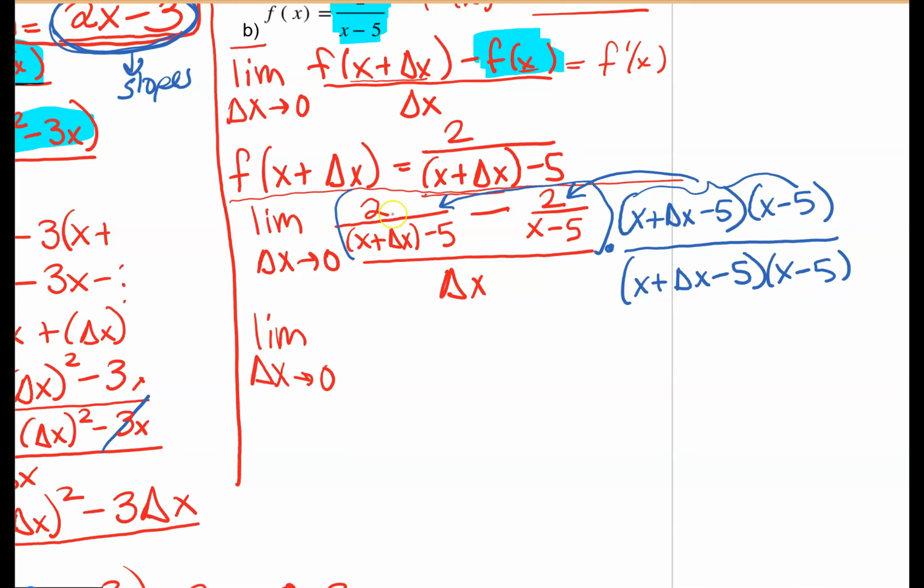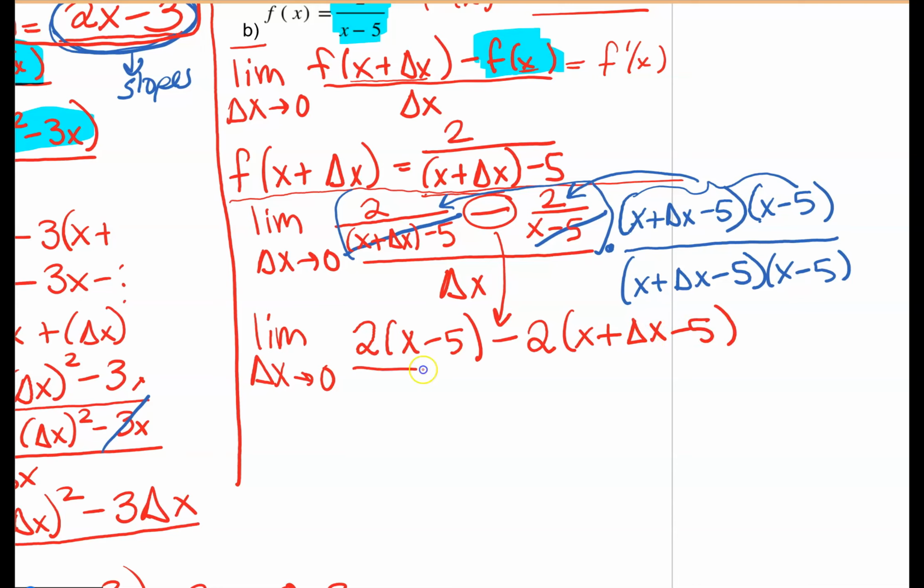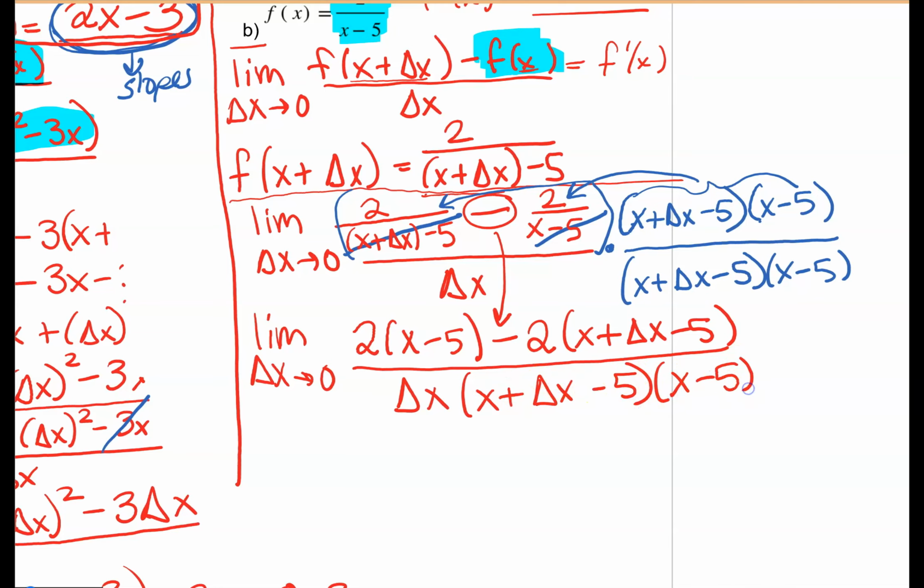When I distribute them to the first fraction, that denominator will cancel, but it'll leave behind an x minus 5. When I distribute them to the second fraction, the denominator of x minus 5 will cancel with this, but it'll leave behind the x plus delta x minus 5. Don't forget this was a subtraction, so that needs to be brought down. And then all of that is now over these three factors because I multiplied them to the denominator as well. So I've got delta x times x plus delta x minus 5 times x minus 5.